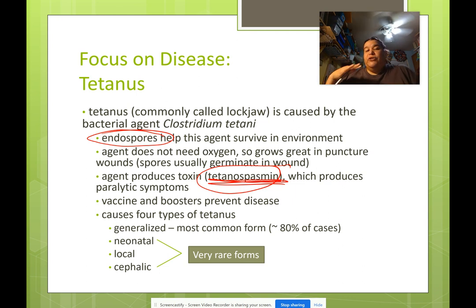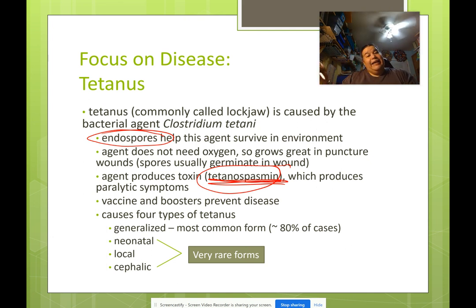There's a very famous drawing. If you look it up on Google, look up lockjaw. It's a hand drawn picture, and the patient is on his back, but he's literally bowed over the bed. His toes are even curled, his hands are curled, and he's got this grimace on his face.